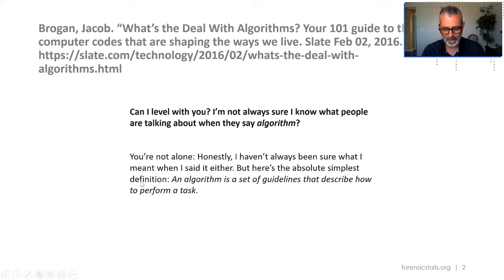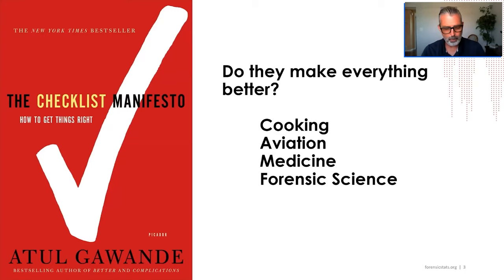Now, if you haven't read the Checklist Manifesto by Atul Gawande, I really recommend it. He's a surgeon, a very intelligent guy, but also just a gifted writer. I dare you to buy the book, start reading it. If you don't like it, put it down and I'll buy it from you. But he talks about this idea that checklists make a lot of things better, from cooking to aviation to medicine. And maybe for our purposes today, could they make it for forensic science?